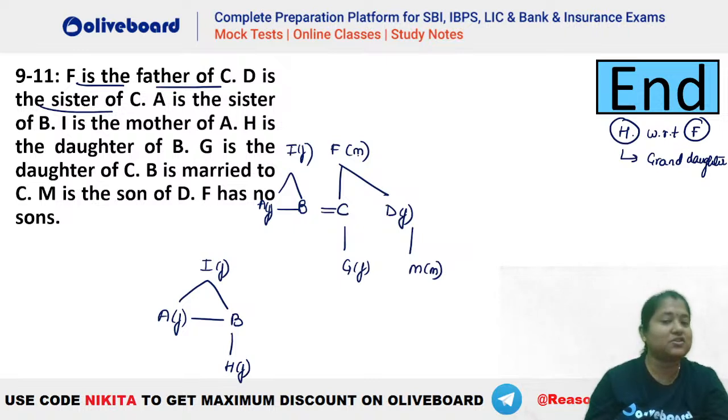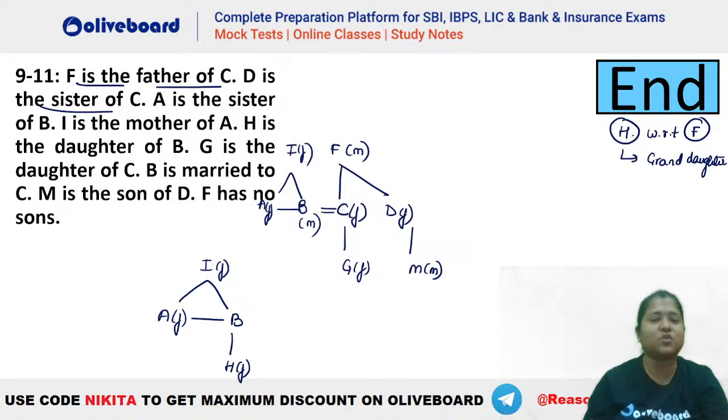F has no son. So if F does not have a son here, that means C should be a daughter because F does not have a son, right? So she has to be a daughter here. And if C is a daughter, that means B has to be a male person, isn't it? I hope this is clear. A very easy question.